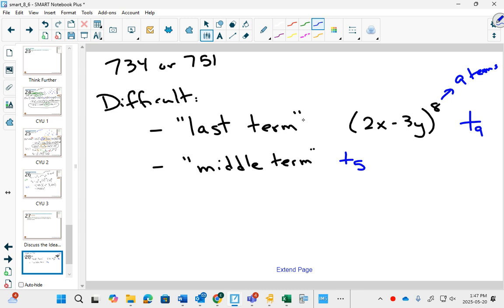Well, if there's 9 terms, some people use this as a strategy. If you take 9 and divide it by 2, you get 4.5. And then they round it up to 5. Okay? Do you see that you'd only have a middle term if you have an odd number?